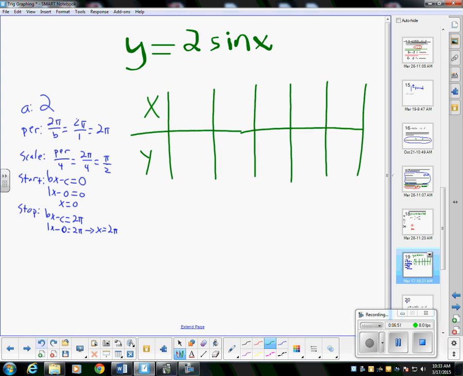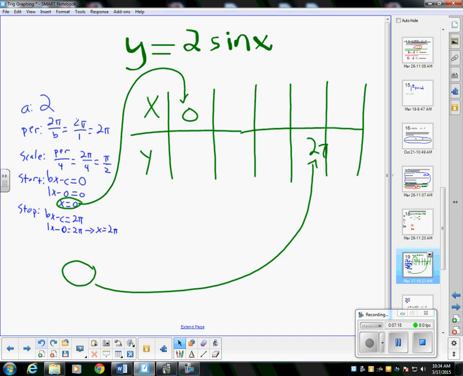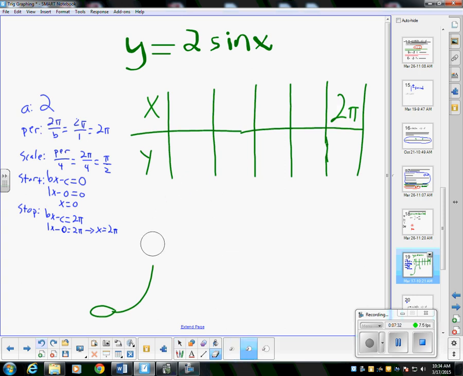Well, the first x right here is always going to be the starting point. And we started at 0, so the first x is going to be 0. The last x is always going to be the stopping point. So this x right here is going to be 2 pi. So our first and our last x are always the start and the stop point. Always, in every case. I'm going to erase this and rewrite it. Okay, so our first x is always the starting one, the last x is always the stopping one.